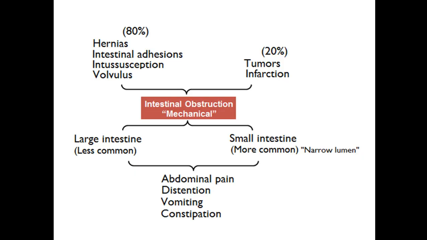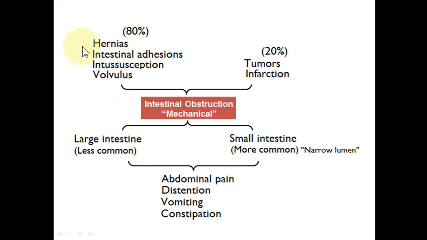Small intestine is comparatively narrow. The lumen of the small intestine, duodenum, jejunum, and ileum, is comparatively narrower than the large intestine, which starts at the ileocecal junction, and its parts are ascending colon, transverse colon, descending colon, sigmoid colon, and the rectum.